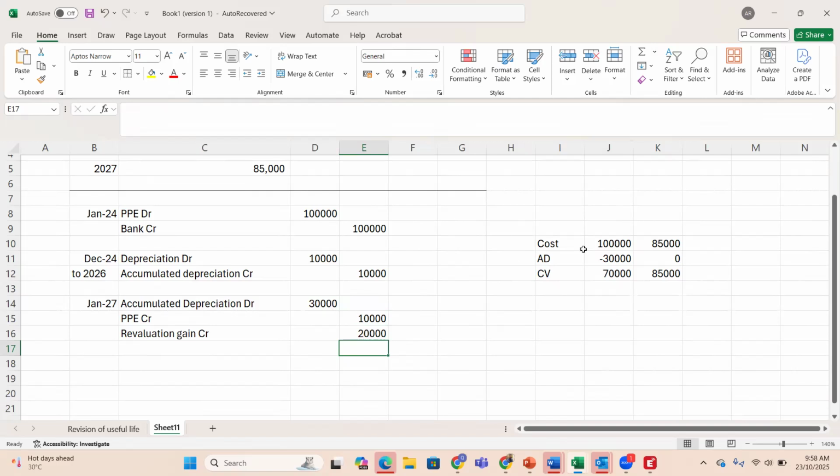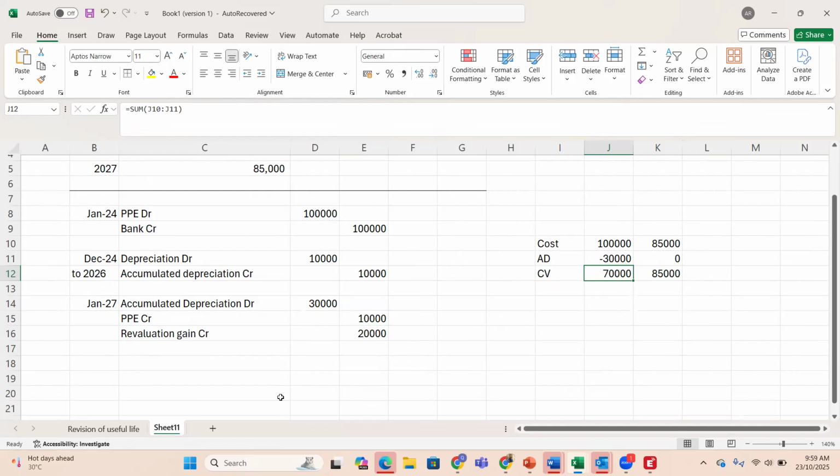Why 20,000? To calculate this 20,000, we are taking the carrying value of this. 70, not 10. 90 minus 70 is 20. Should be clear. It's pretty simple. Only thing you have to understand is these are two ledgers. That logic would help you ace the understanding. Don't directly credit into carrying value. The PPE account does not hold the value of 70,000. It holds 100,000.